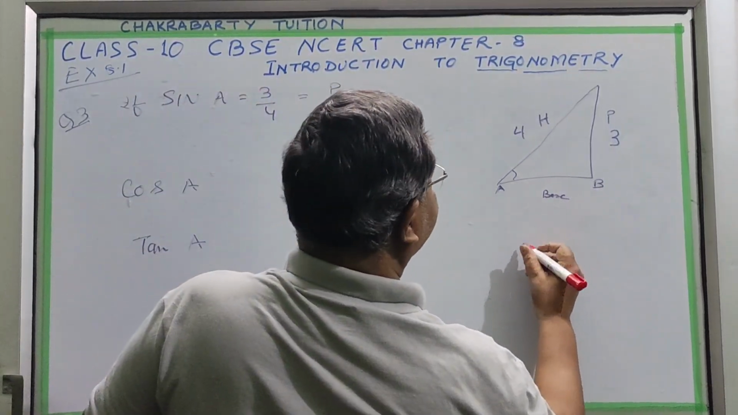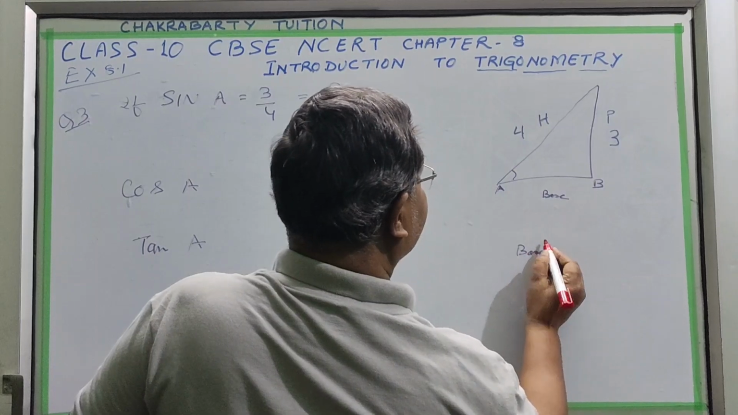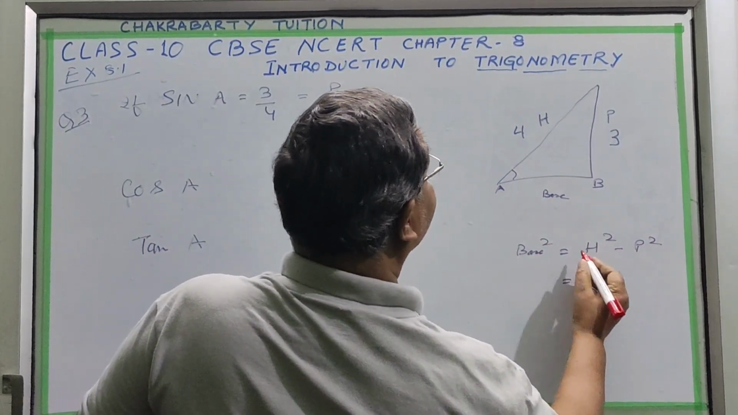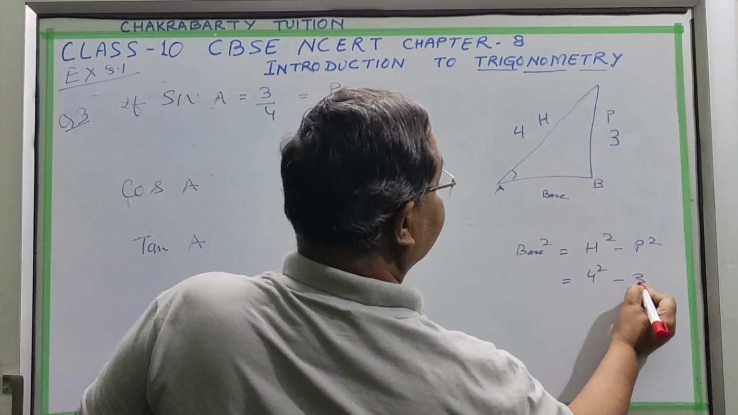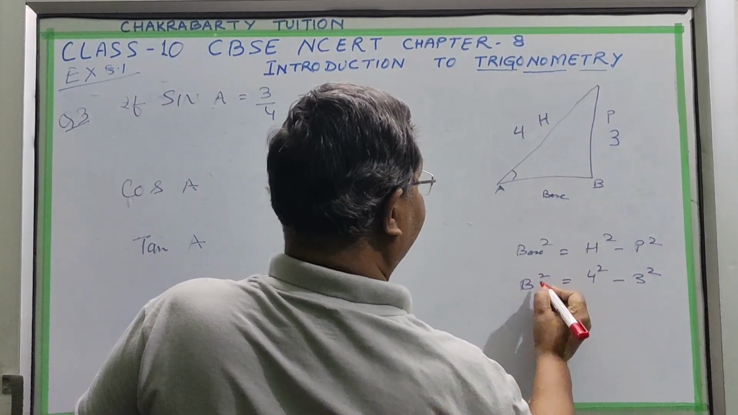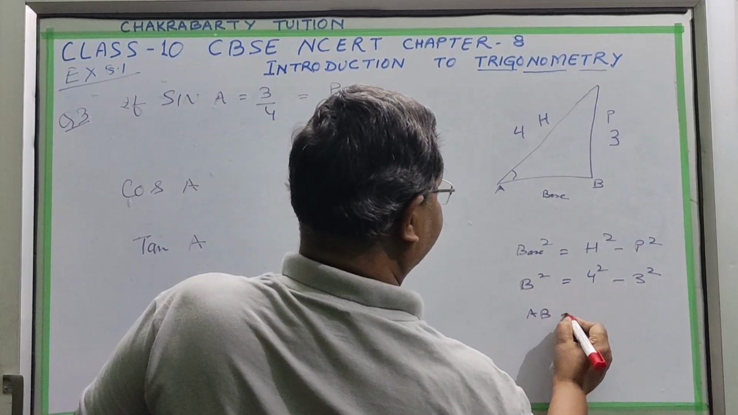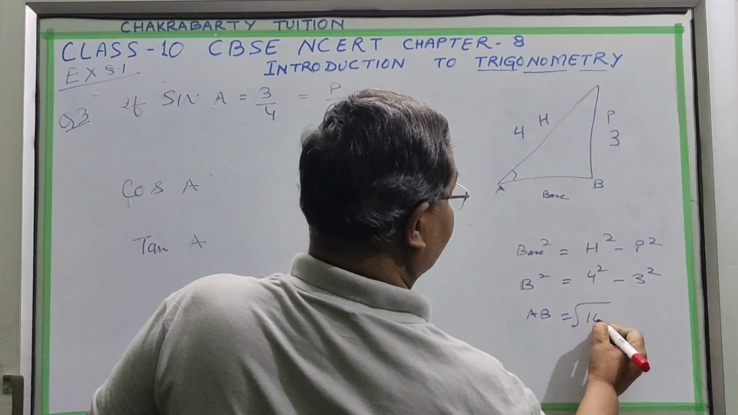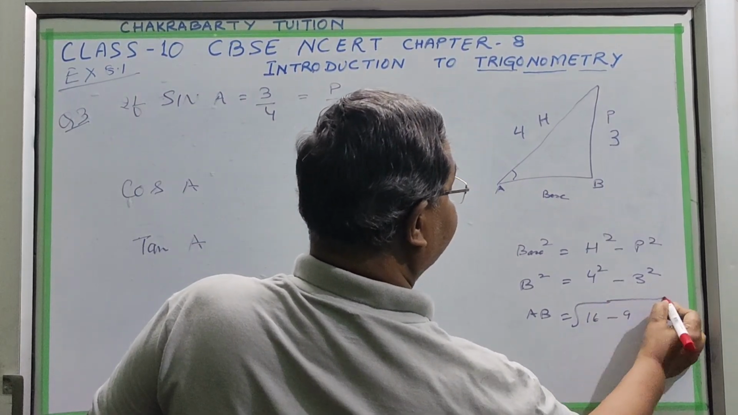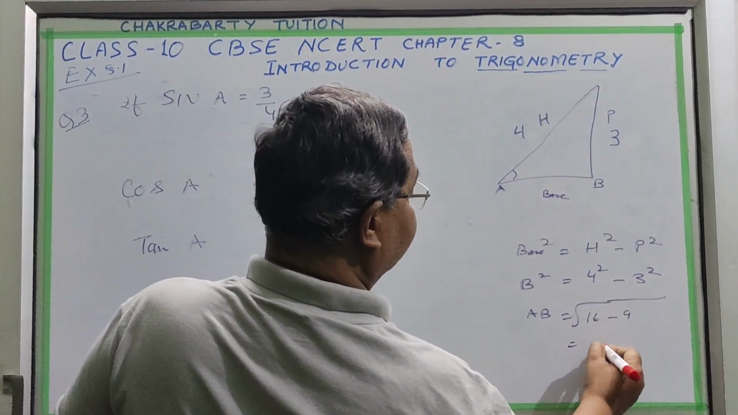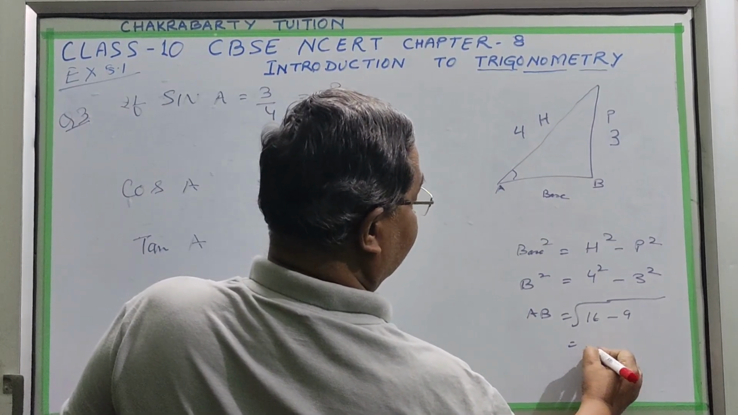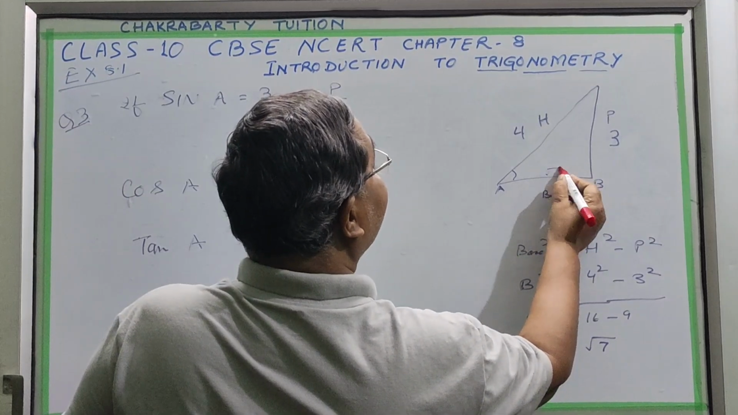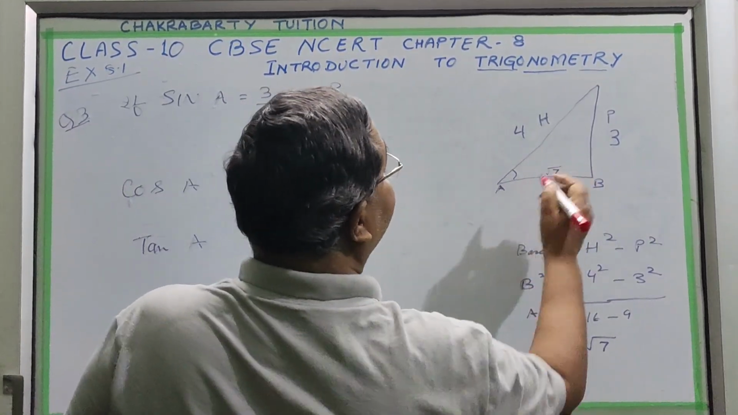So base square is equal to hypotenuse square minus perpendicular square. Hypotenuse is 4 square minus 3 square is equal to base square. So AB is the base, so 4 4 is 16 minus 3 3 is 9. So AB is equal to under root 7. So here it comes, base is under root 7.